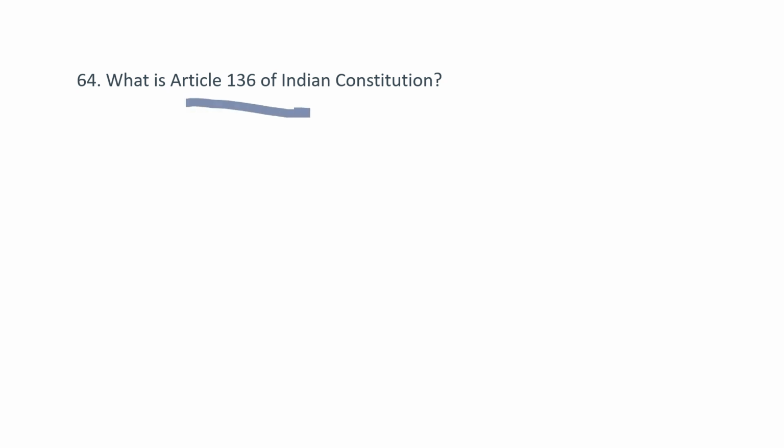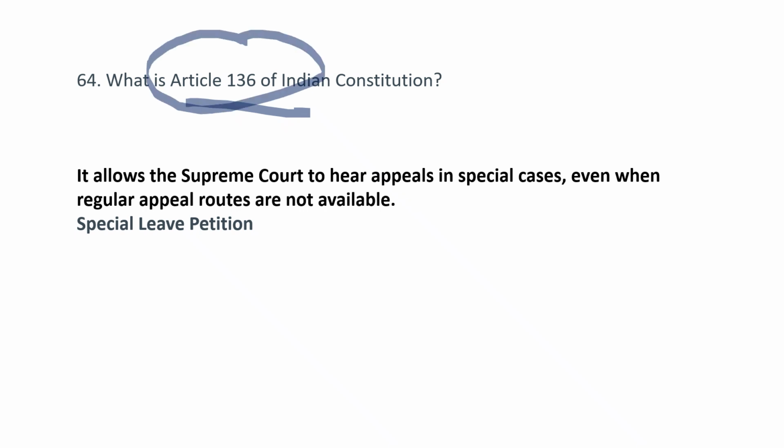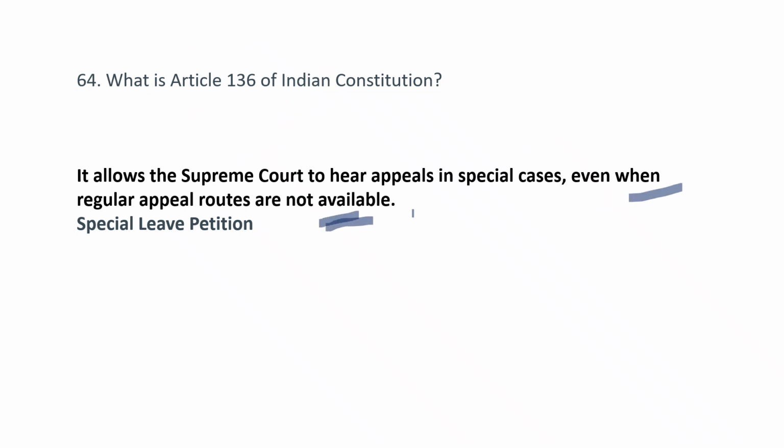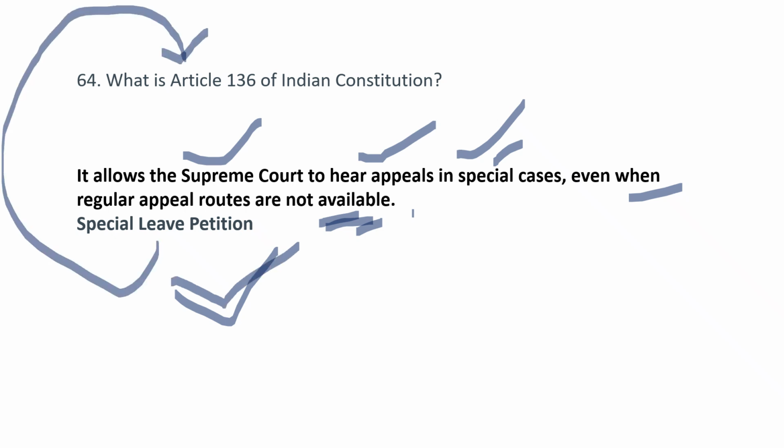What is Article 136 of the Indian Constitution? The answer is Article 136 allows the Supreme Court to hear appeals in special cases, even when regular appeal routes are not available. See here. When regular appeal routes are not available, the Supreme Court can hear appeals in special cases. This is nothing but a special leave petition. So the special leave petition is the power given to the Supreme Court exclusively under Article 136 of the Indian Constitution. Next question.